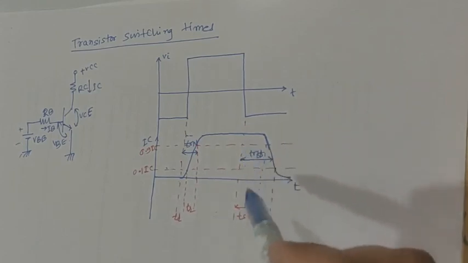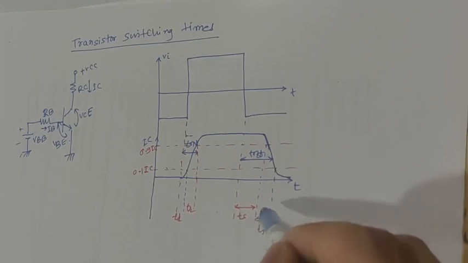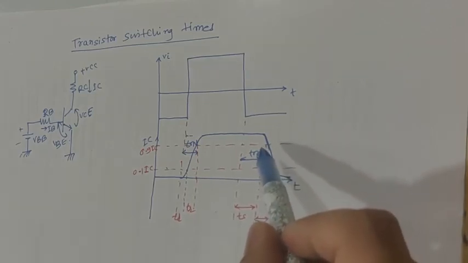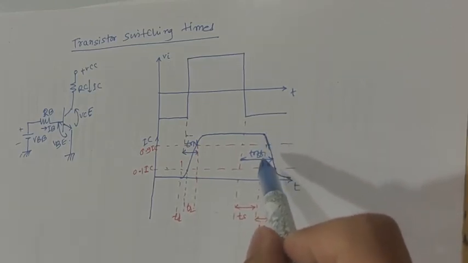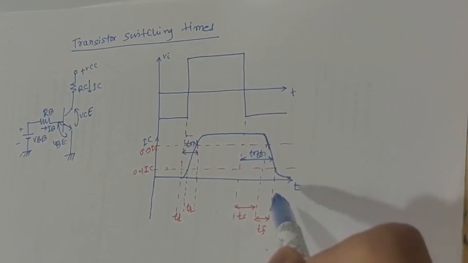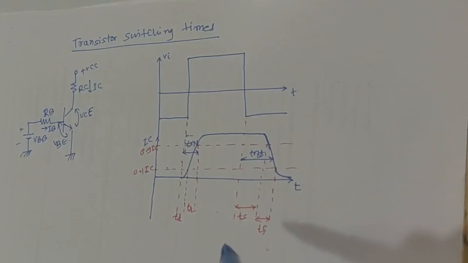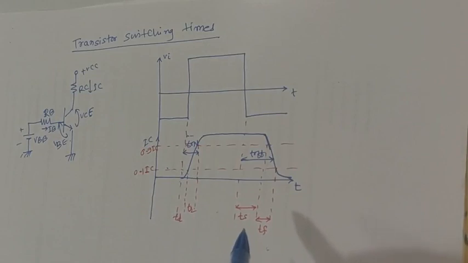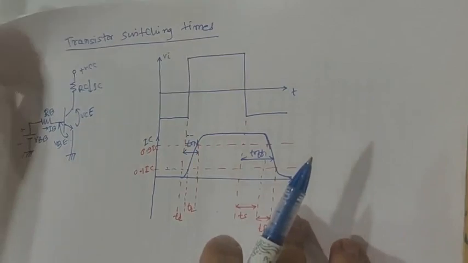Now what about fall time? The time required by the transistor to fall from 90% of the maximum to 10% of its maximum value is called the fall time. And the addition of the storage time and the fall time is called the turn off time of the transistor. Now let us see in detail the definition of these times so that you can understand them.